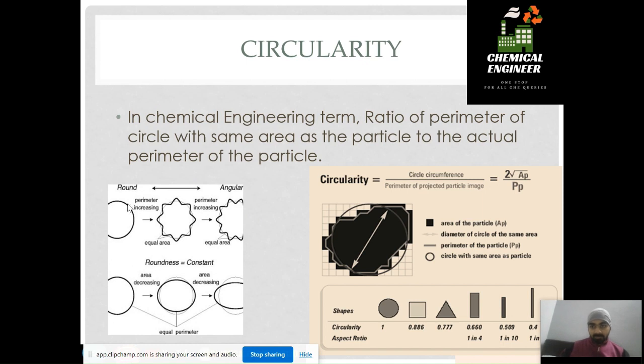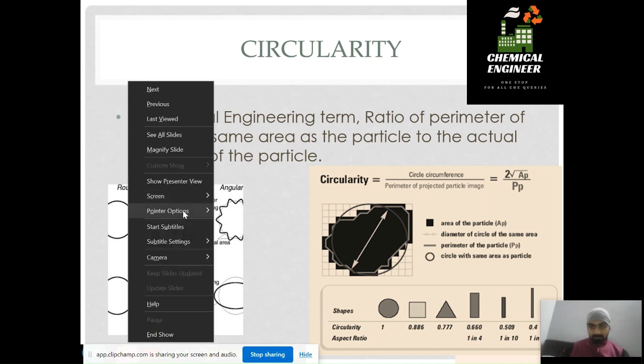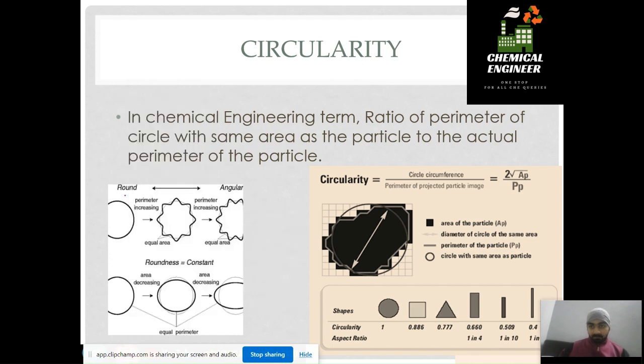From this image, you can say that this round thing is first, let us name this as 1, this as 2, and this as 3. The number 1 thing is circular, number 2 thing is somewhat less circular, and number 3 is somewhat still less circular.